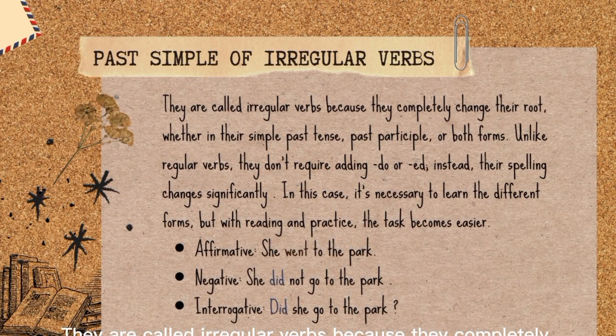They are called irregular verbs because they completely change their root, whether in their simple past tense, past participle, or both forms. Unlike regular verbs, they don't require adding d or ed. Instead, their spelling changes significantly. In this case, it's necessary to learn the different forms, but with reading and practice, the task becomes easier.